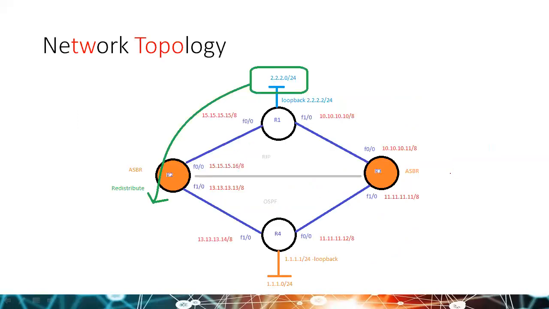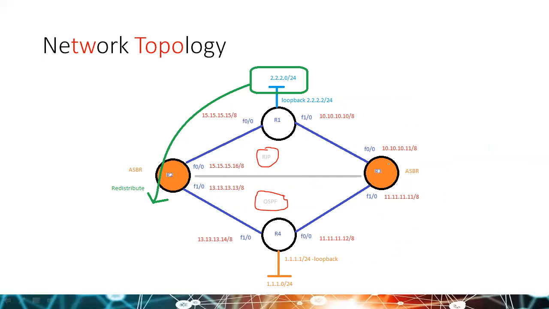For the sake of this demo, we will be using this network topology. This network topology is built in my lab, where we have R1, R2, R3 and R4 routers. R1 is part of a RIP network, which is a distance vector protocol, and R4 is associated with OSPF, which is a link state protocol. R2 and R3, with respect to OSPF, are ASBRs.